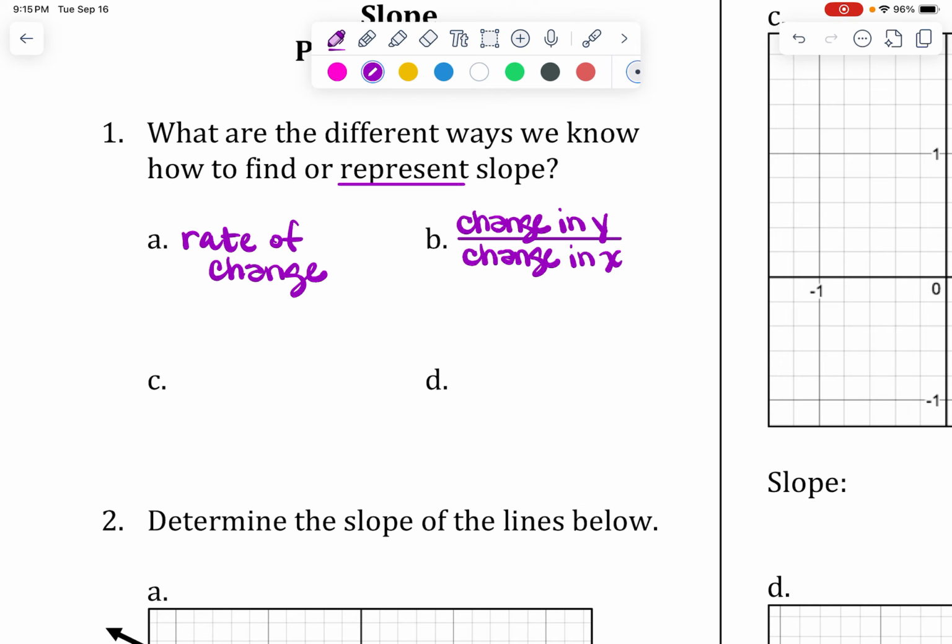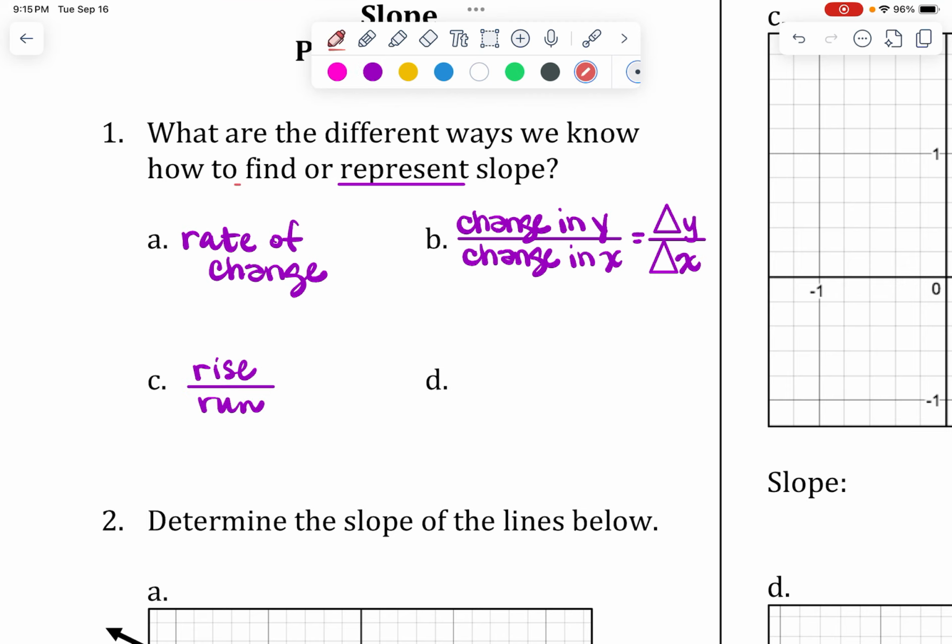And we didn't use this notation a lot, but anytime you see a triangle in science or math, that's like a delta in the Greek alphabet, and that means change in. So instead of writing change in y over change in x, you might see it written as delta y over delta x, and that just means the same thing, okay? We could also represent it as rise over run.